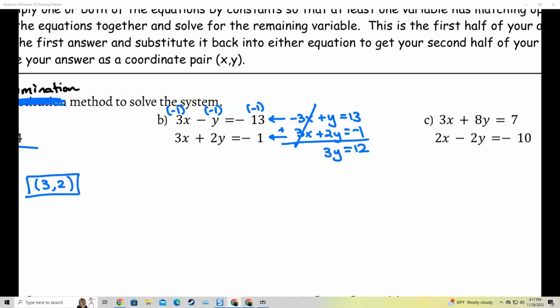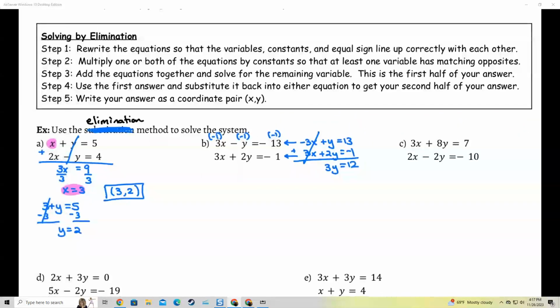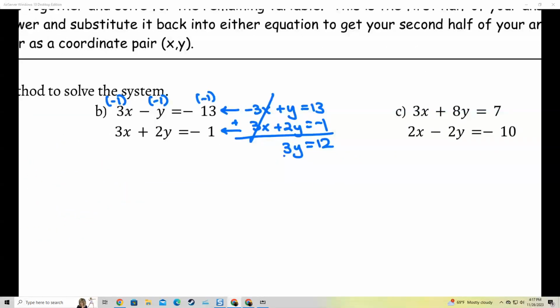Now that I'm done with step number 2 and I'm halfway through step number 3, I'm going to solve for the remaining variable. In this case, my remaining variable is y. So I'm going to solve for y. I'm going to divide both sides by 3. And I get y is equal to 4. That is the first half of my solution.